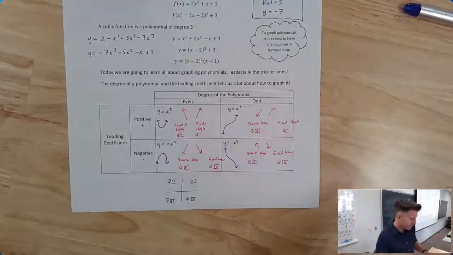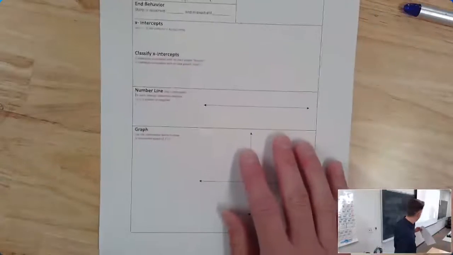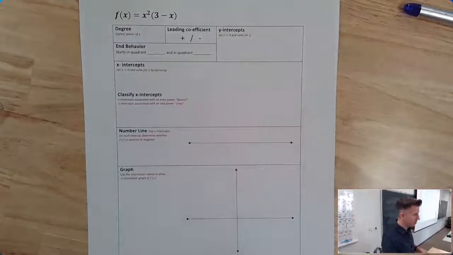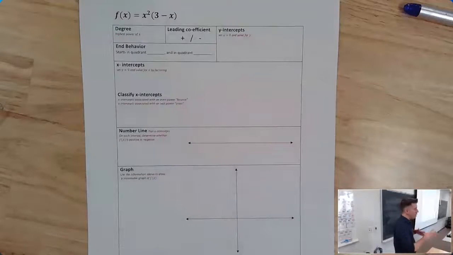The next pages have a template for graphing polynomials. You do not have to do all of these things every time you graph a polynomial. In fact, we'll do an example at the end where we do it a little more bare bones, but this template is available on Canvas if you want to print it out and use it. It's totally fine, but you don't have to.